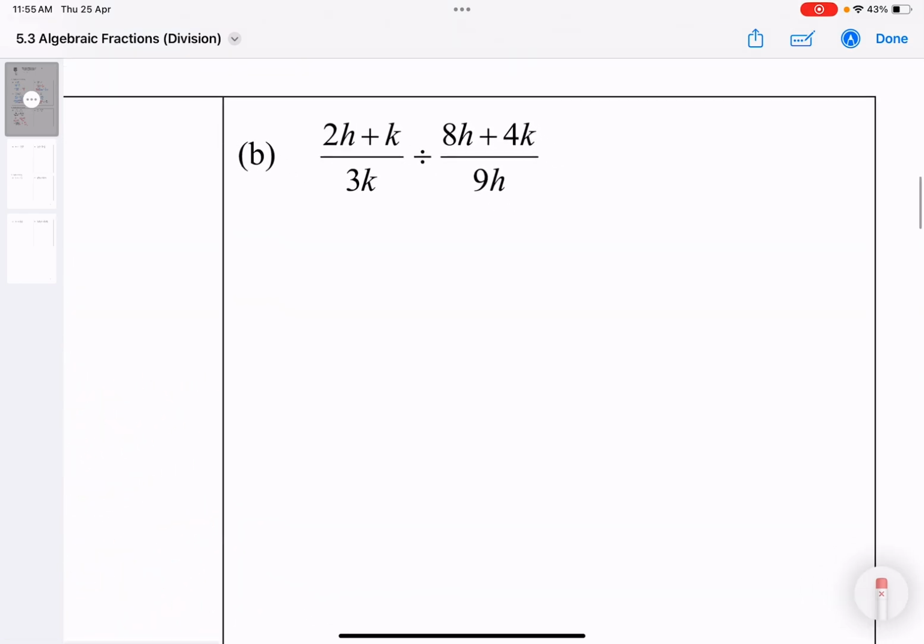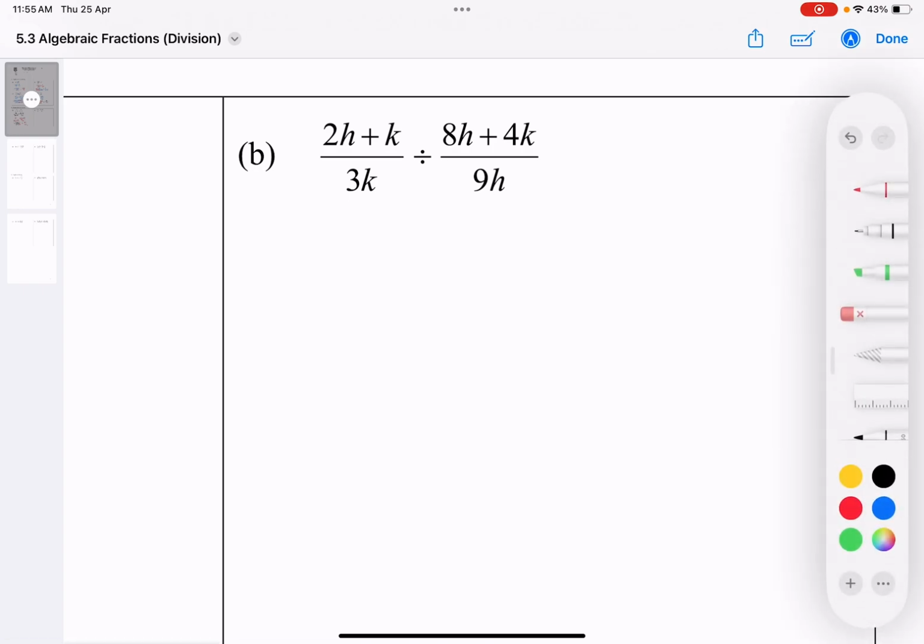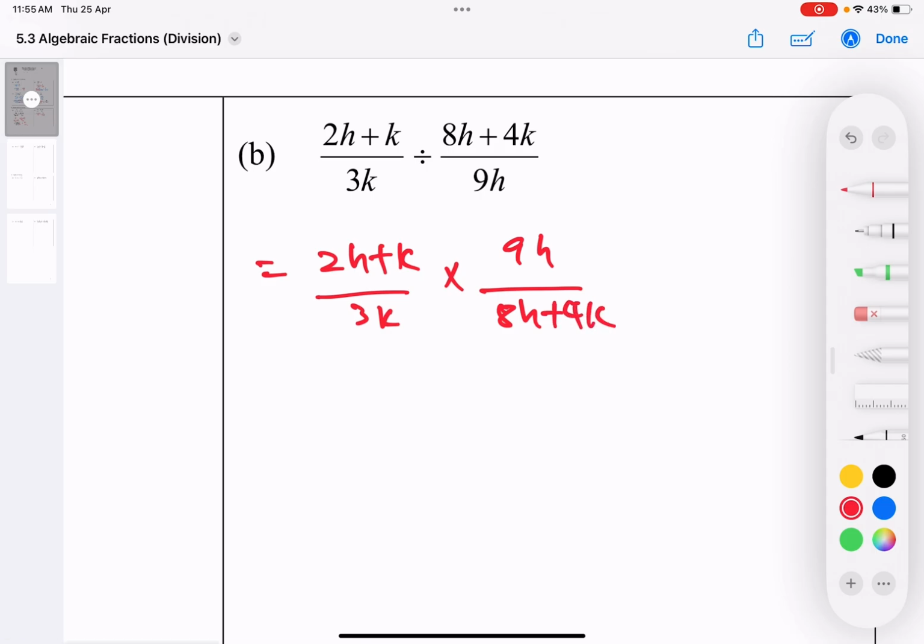Can you try this one by yourself? Same thing, I help you in the first step. Change the divide to a times, times 9h over 8h plus 4k. So you change this to a times.